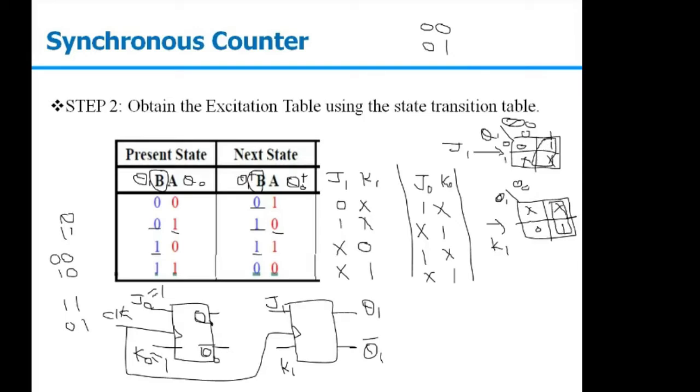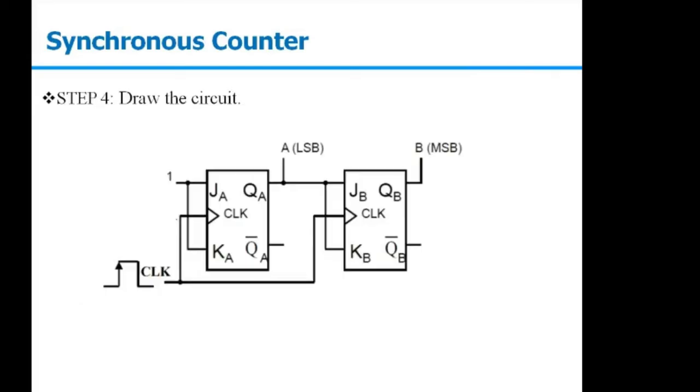So what is the value of J1? J1 is Q naught, K1 is also Q naught. So now we need to connect this value. So J1 and K1 both are equal to Q naught. So this will be my 2-bit synchronous up counter circuit by using JK flip flop. Right? So this is the circuit that we have drawn. JA KA or J naught K naught is equal to 1 and JB KB is equal to QA or Q naught.